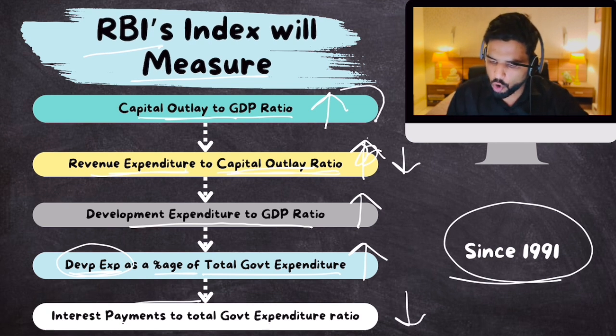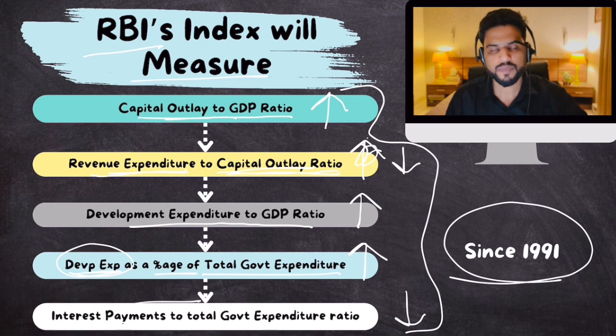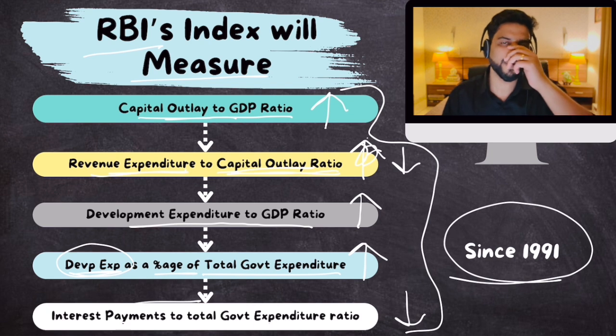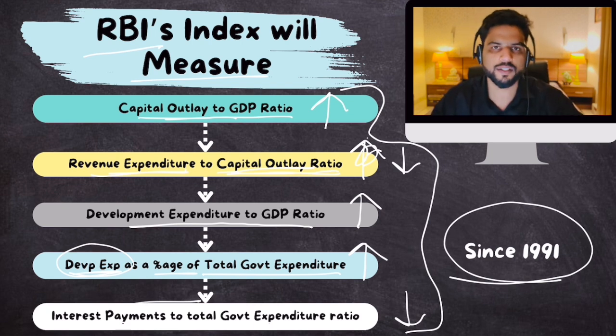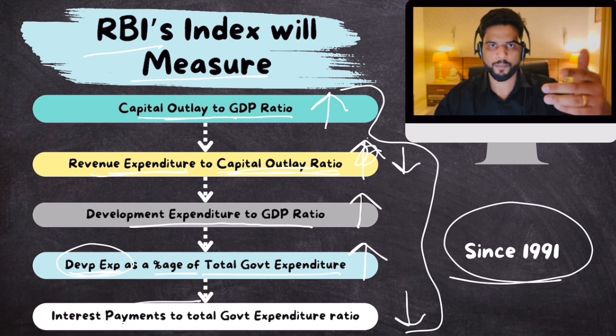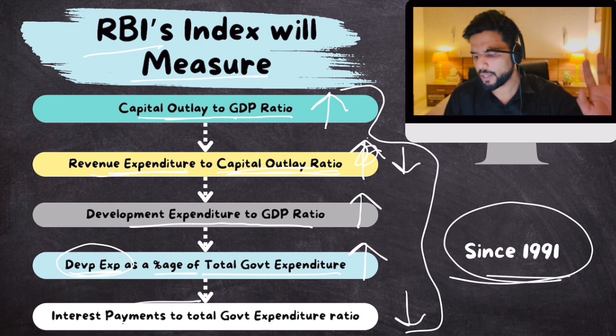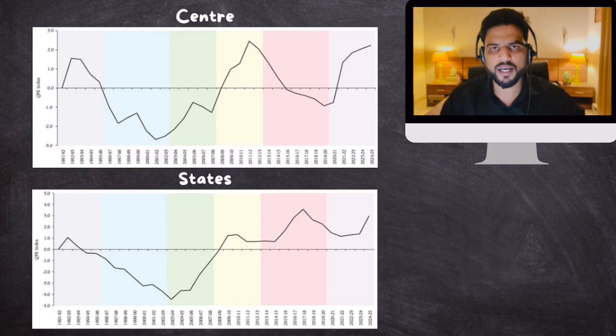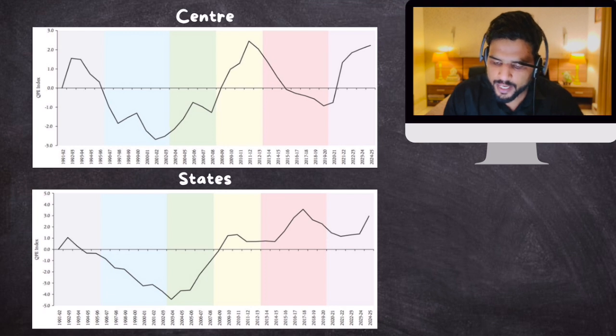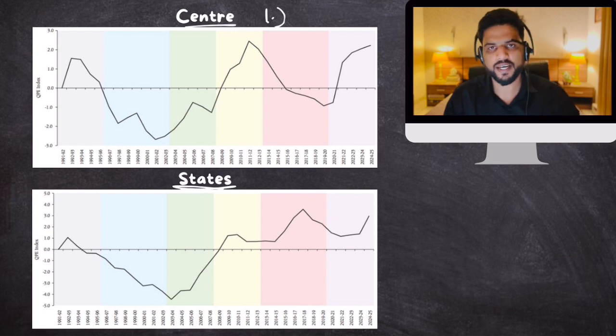So taking a look at all these indicators, RBI releases the Quality of Public Expenditure or Government Expenditure Index. Now, as per the recent data from this index, it has been found that the quality of government expenditure has been improving. But if we were to analyze the data from 1991 onwards, then these two charts give us a very good idea. Okay, this first chart is that of quality of public expenditure of central government, and this one is quality of public expenditure of state government.